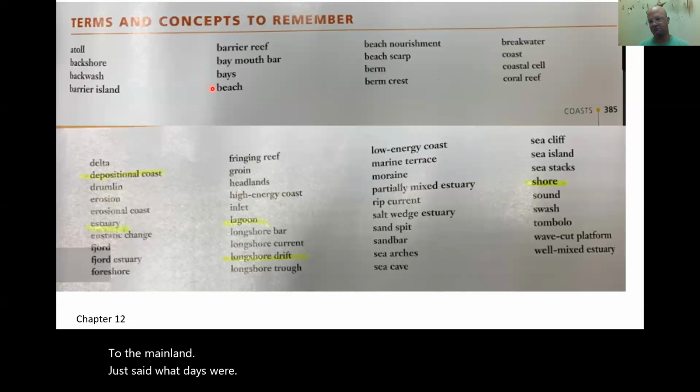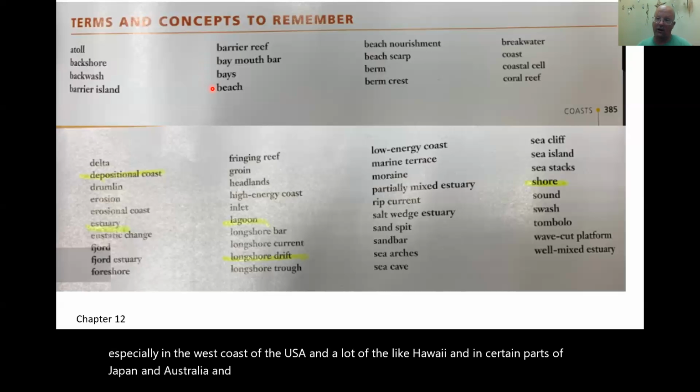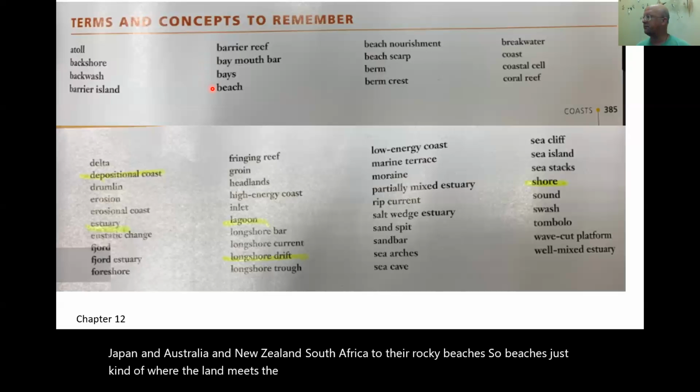Beach is the sand part that you walk on right next to the ocean. It could also be rocks, especially on the west coast of the U.S. and in Hawaii and certain parts of Japan, Australia, New Zealand, and South Africa. They're rocky beaches. So a beach is just where the land meets the ocean. That's really what a beach is.